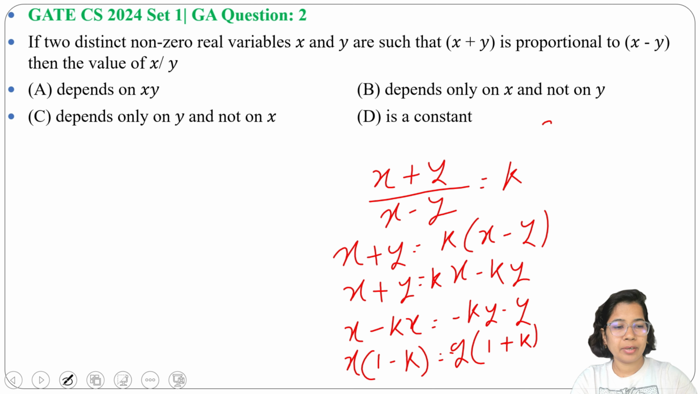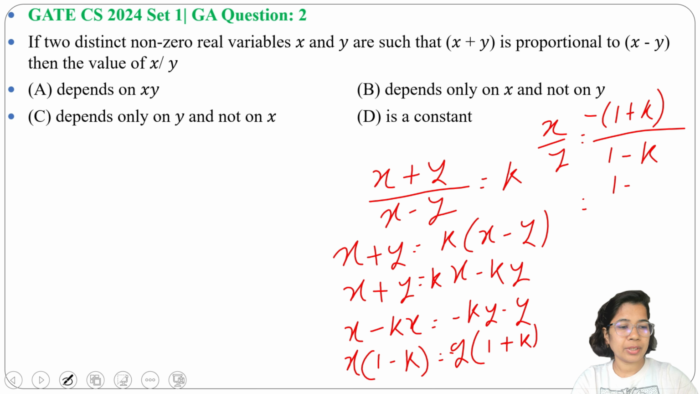Now x divided by y will be 1 plus k, here is the minus symbol, and 1 minus k that we are taking to the right side. So here 1 minus k. Now after simplification it will be 1 plus k divided by k minus 1. We are multiplying this minus with this, or again simplify, k plus 1 divided by k minus 1.